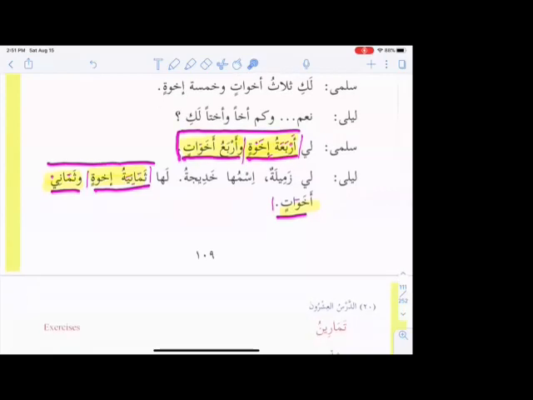Layla. She says, Li zamilatun, I have a classmate. Ismuha Khadijatu. Laha samaniyatu ikhwatin wa samani akhwatin. Say another example. It was arba'atu ikhwatin wa arba'u akhwatin. Now it is samaniyatu, 8. Ikhwatin wa samani. We have to just remember this spelling, inshallah.